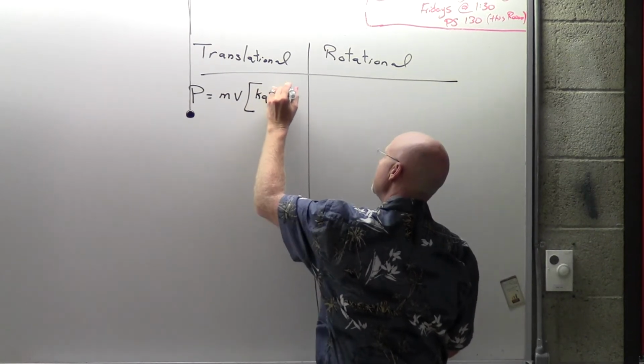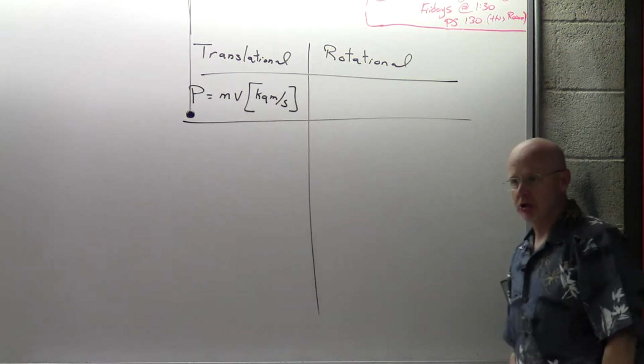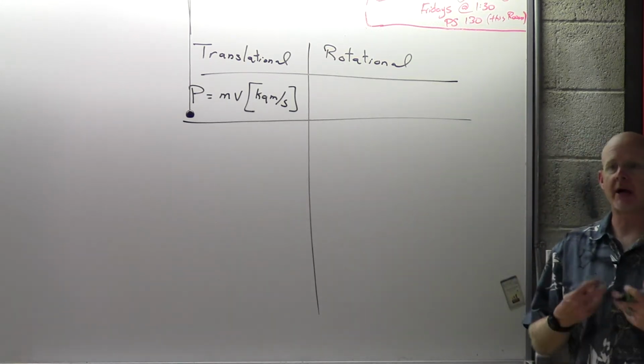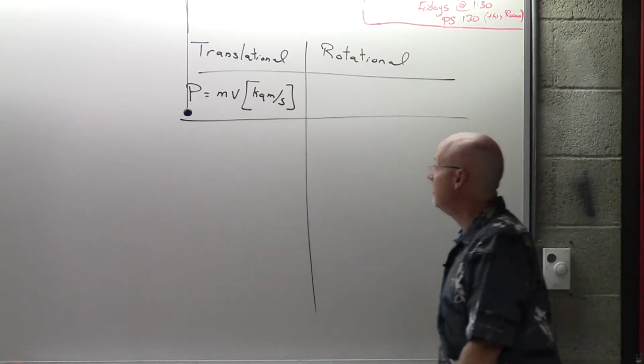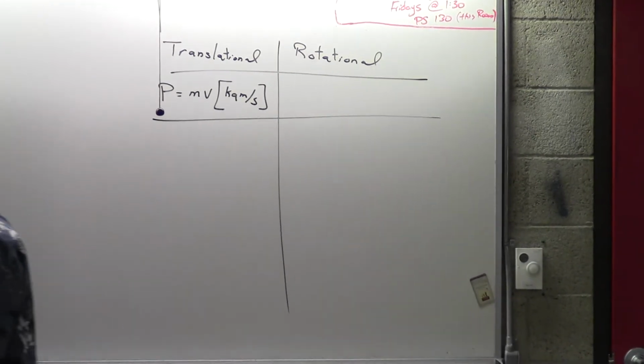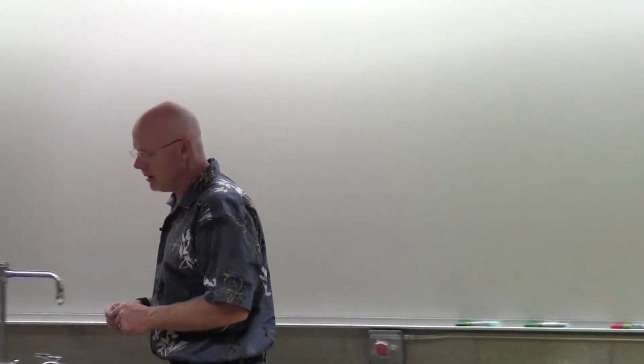Kilogram meters per second was our discussion about translational, or what we'll now call linear momentum. It was mass times velocity. It was chapter 9.